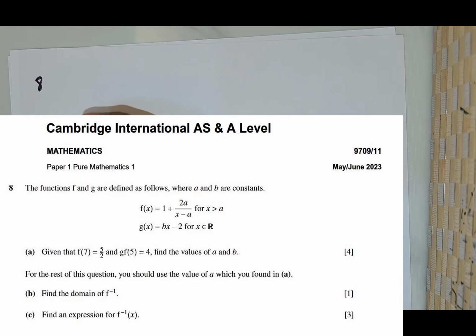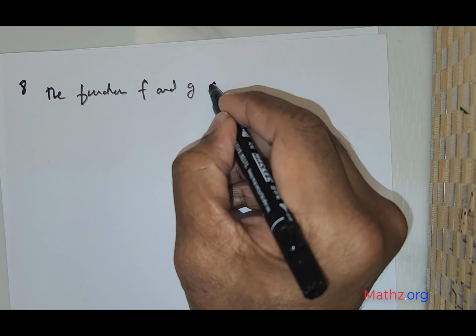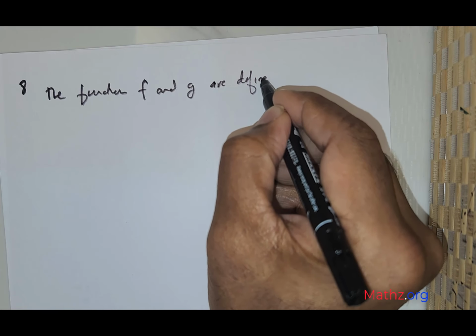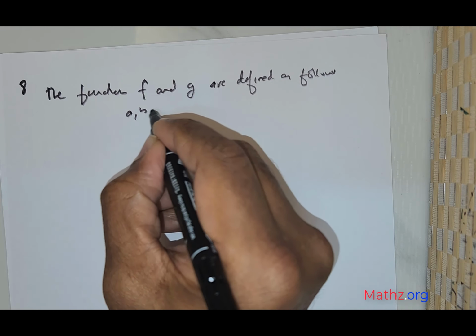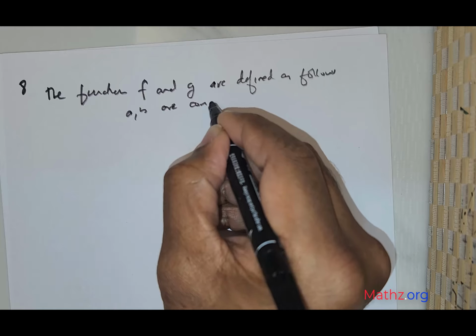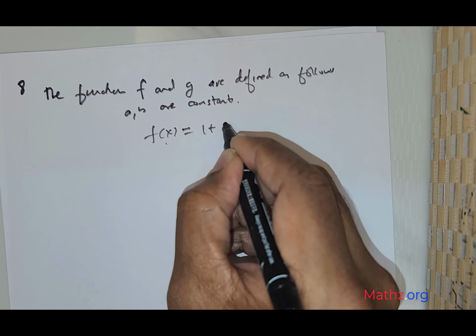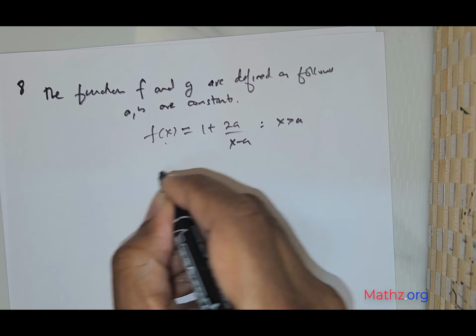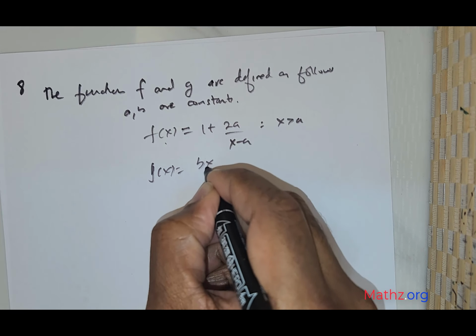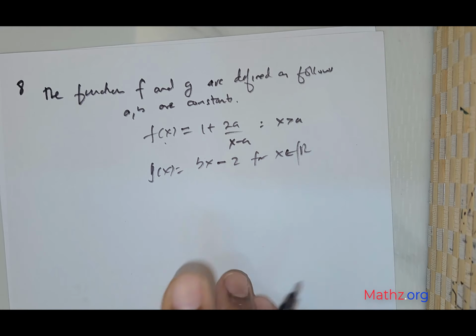Once we do question number 8, let me write the question down. The functions f and g are defined as follows. a, b are constants. We have f of x is equal to 1 + 2a divided by x - a, for x greater than a, and g of x is bx - 2 for x an element of R.